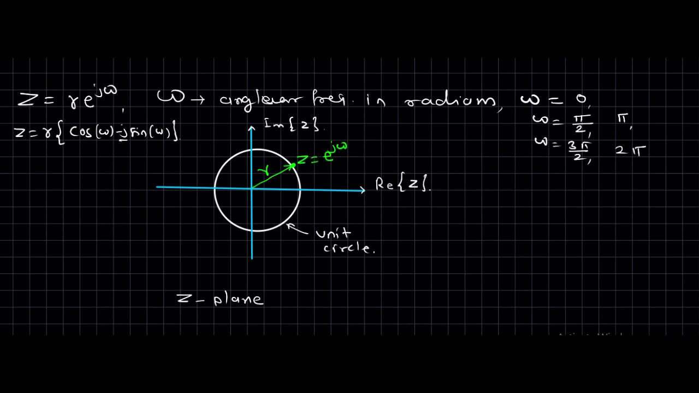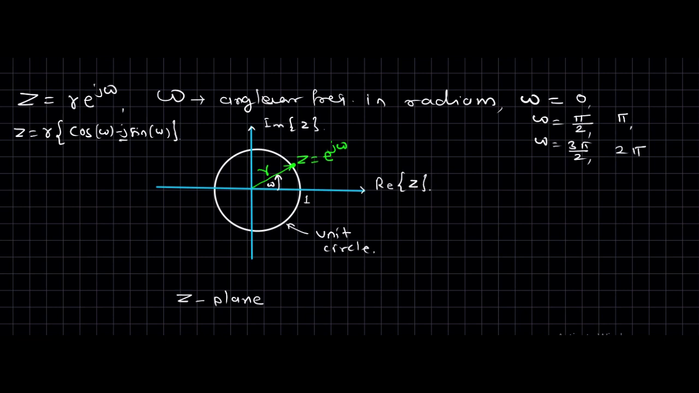r is the distance from this point. Now where is omega? Omega is an angle. So this is the angle, and here it makes the angle omega. When omega is 0, what will we get? We will get 1 here. So here it is 1.